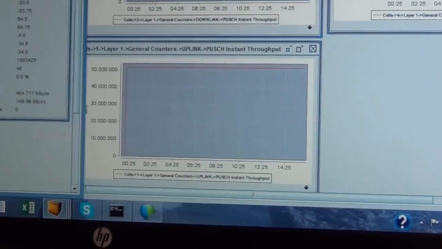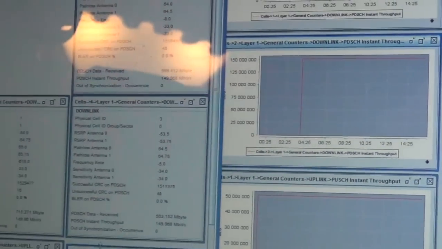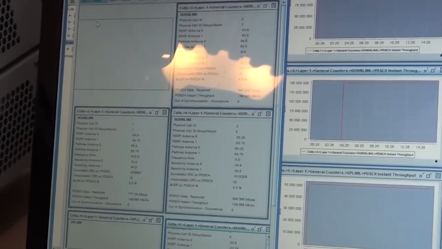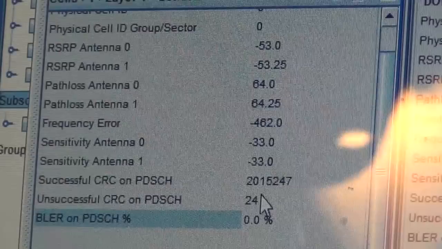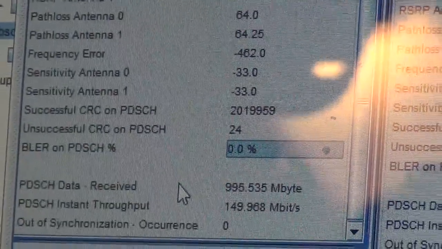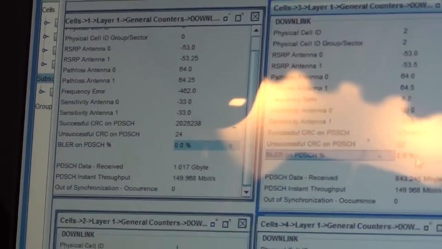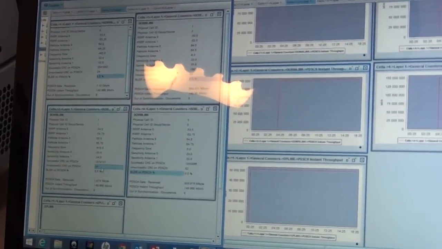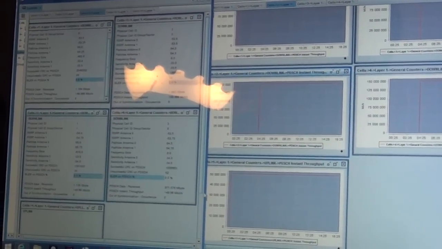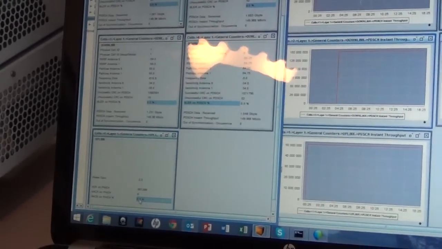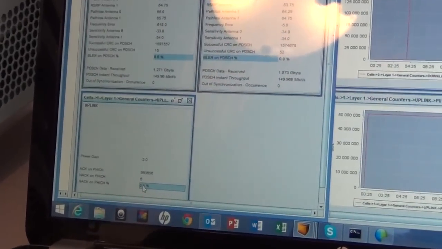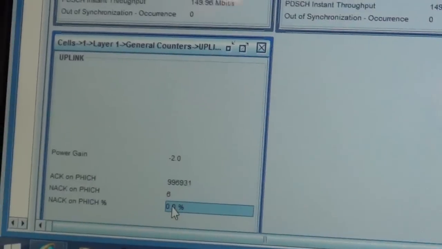We have no BLER. We can see this from these counters. We have no BLER both in uplink and downlink. This is the downlink. This is the PDSCH channel in downlink for the four carriers. And this one is the BLER, the uplink BLER for the primary carrier. So now we can also have a look.